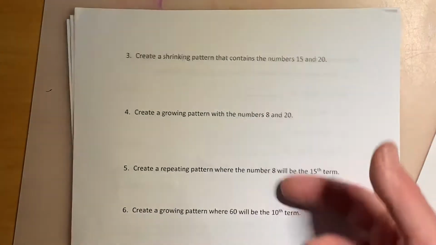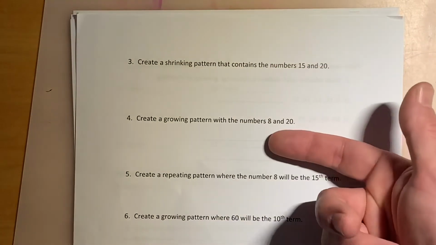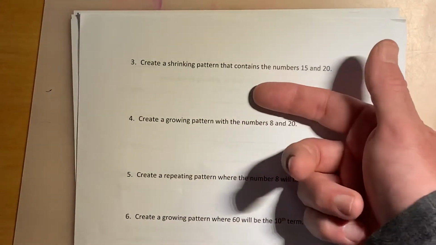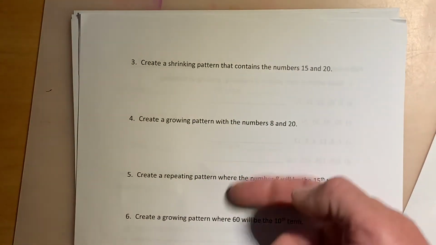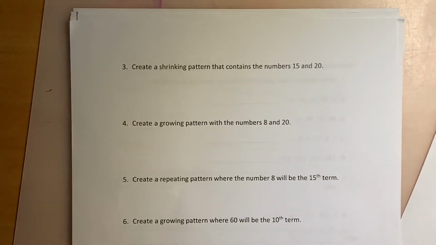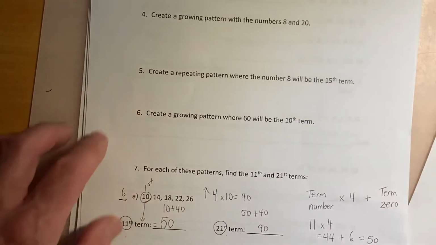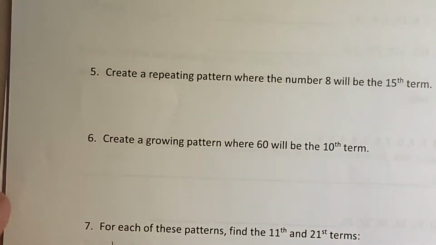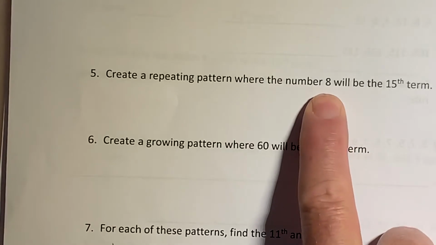On this page, we have some open questions where there's more than one way to do it, where they're just asked to create a specific type of pattern following a specific criteria. I'm going to skip ahead to 5 and 6. So for question 5, one of the things that we talked about is look at your repeating pattern and figure out where is the 8 going to land.